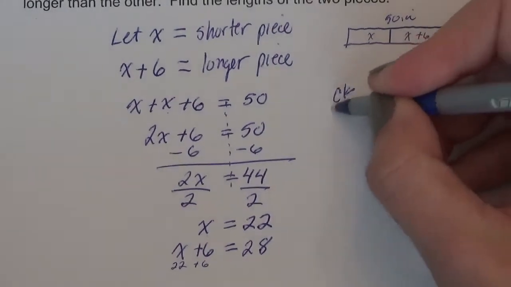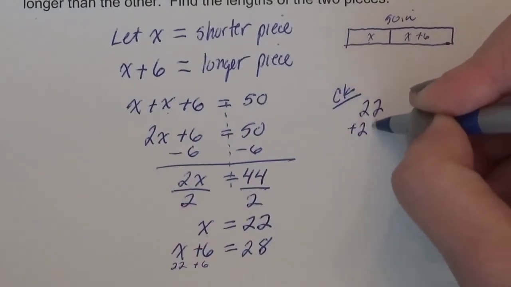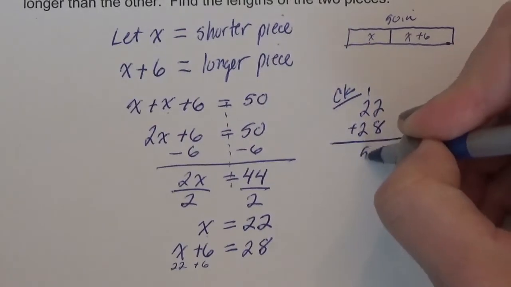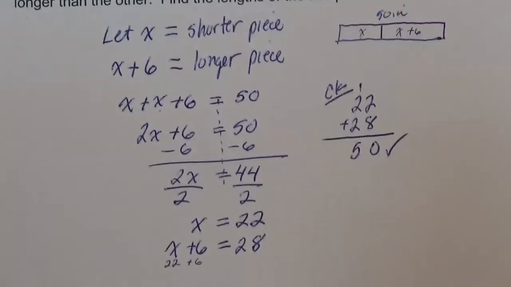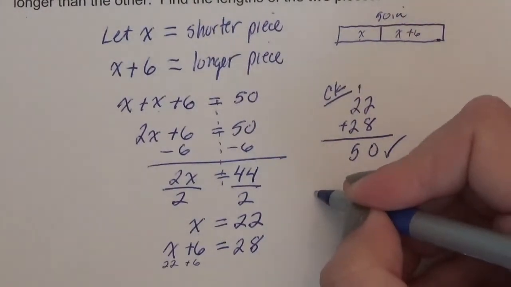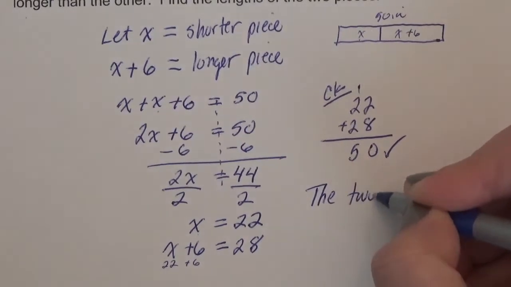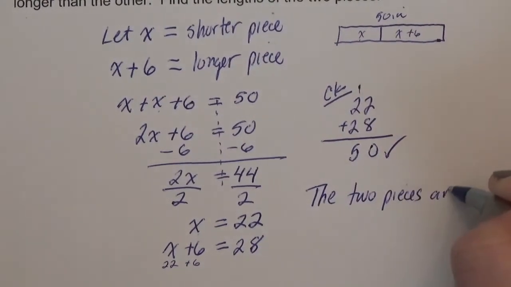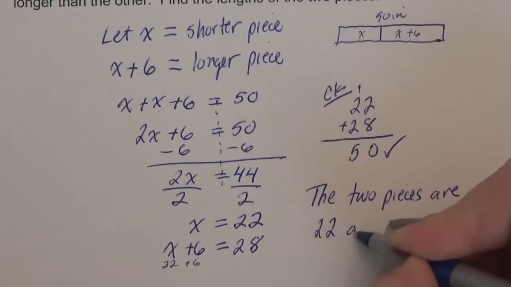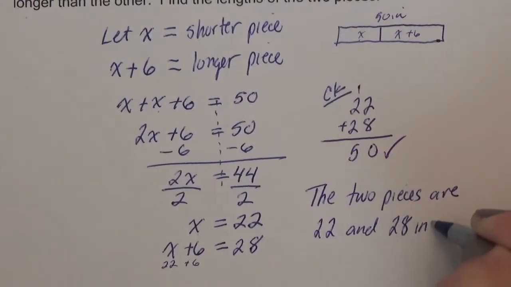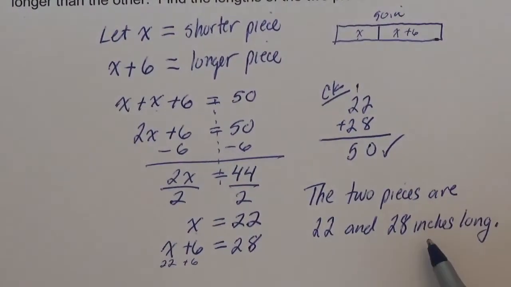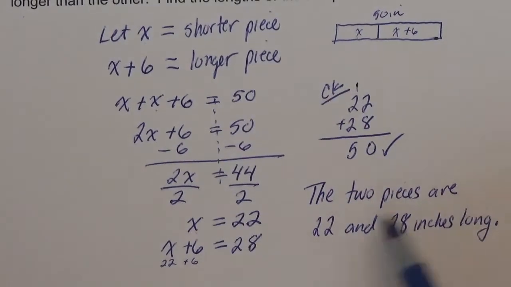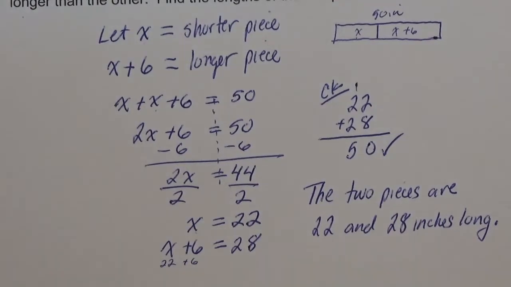Let's check it and see if these actually add up. Yes, they do, to 50 inches. All right, find the lengths of the 2 pieces, so we have to write about both of them. So the 2 pieces are 22 and 28 inches long. Notice I'm trying not to abbreviate in the sentence. The numbers are fine, but I'm trying to write out all the words. All right, so there we go.